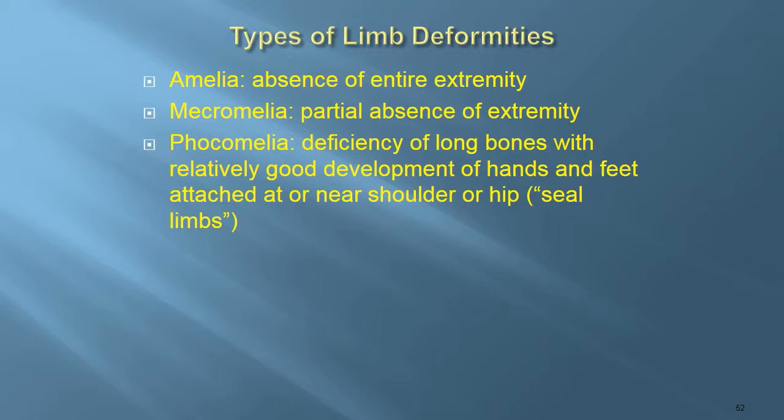Types of limb deformities. Amelia is the absence of an entire extremity. Macromelia is the partial absence of an extremity. Phocomelia is a deficiency of long bones with relatively good development of the hands and feet. They're attached at or near the shoulder or the hip. They're also called seal limbs.